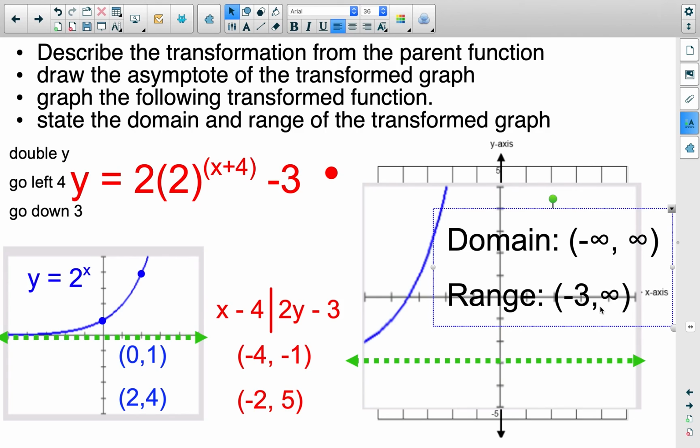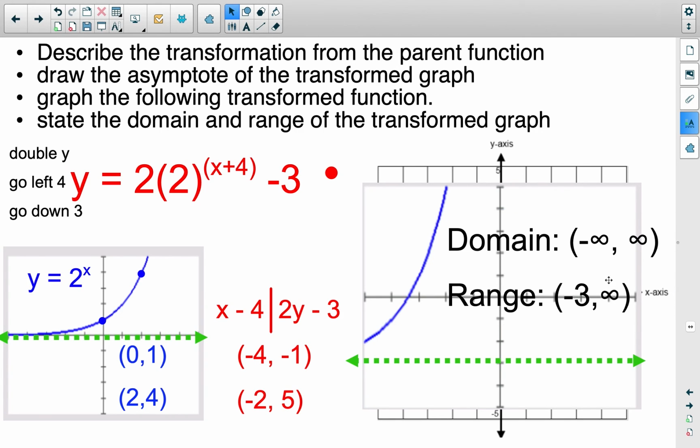That's also fine. But you can probably tell that your range, in this case, definitely correlates to whatever your vertical shift is. And your domain is always going to be all real numbers. Exponential functions go on forever to the left and to the right.